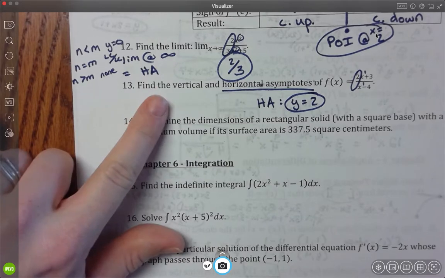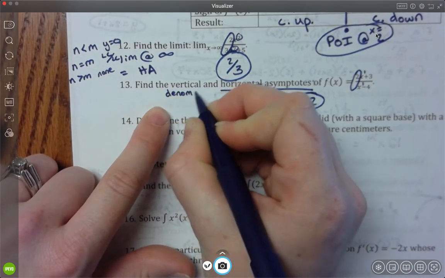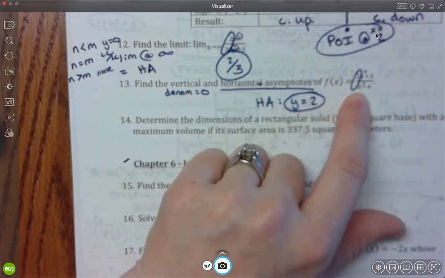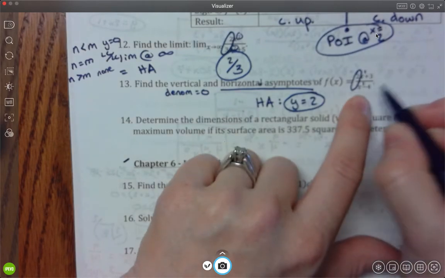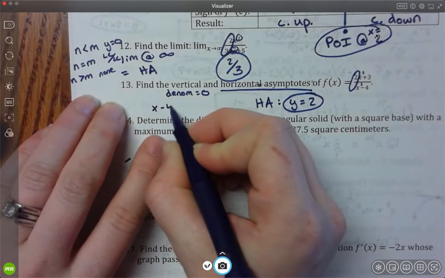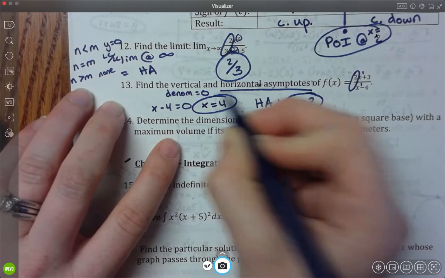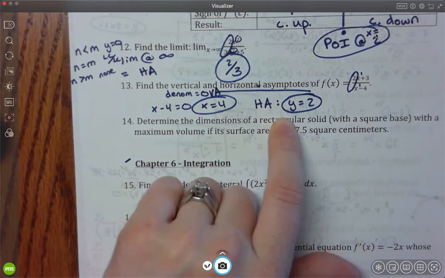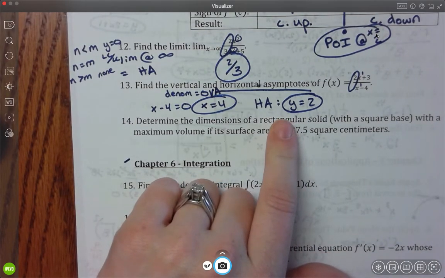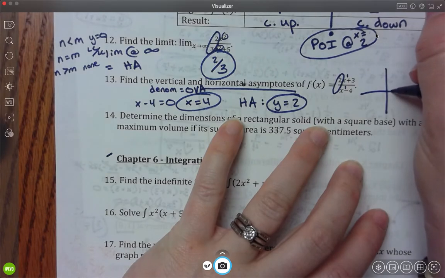Okay. And then to find your vertical asymptote, you set the denominator equal to 0, because I don't want that bottom to ever be 0, and that's where my vertical asymptote is going to live. So if I set x minus 4 equal to 0, x is going to be 4, and that's going to be my VA. So VA is x equals 4, your HA is going to be y equals 2. And that's what he's going to look like. So he'll probably, let's see, x equals 4, y equals 2.